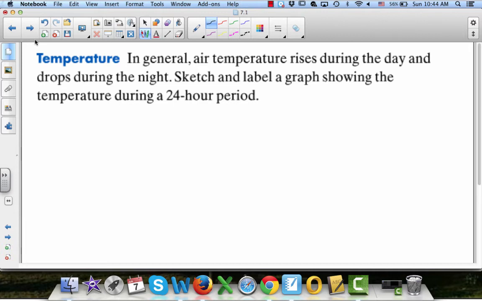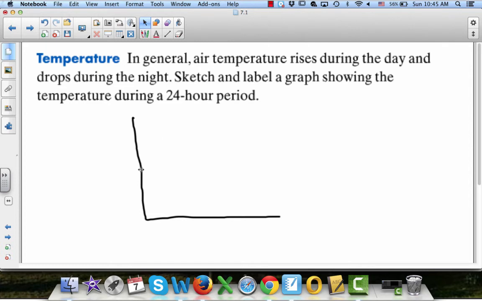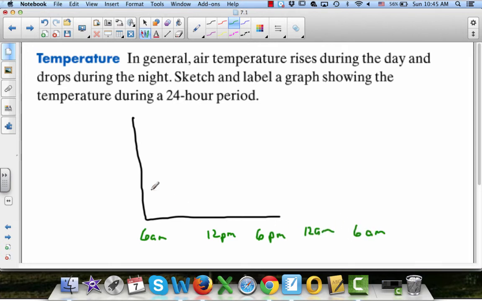In general, air temperature rises during the day and drops during the night. Sketch and label a graph showing the temperature during a 24-hour period. Now, one thing you know about temperature is it very seldom increases the same amount every hour. So let's say that we start at 6 a.m. We go to 12 p.m. And then 6 p.m., 12 a.m., and then 6 a.m. All right. On the bottom is our time. And on the left will be our temperature.